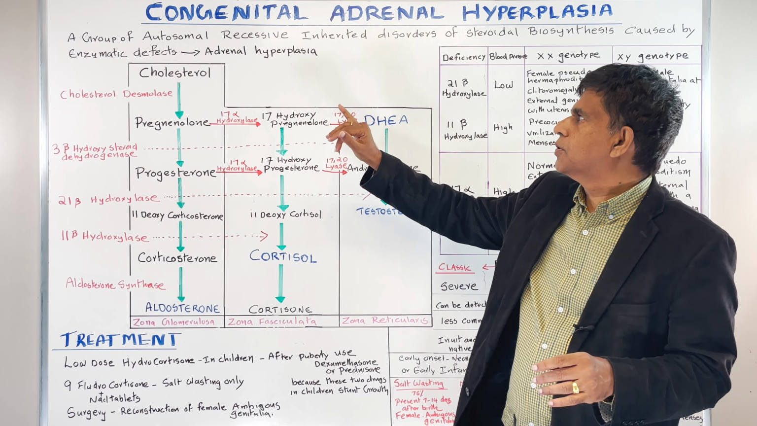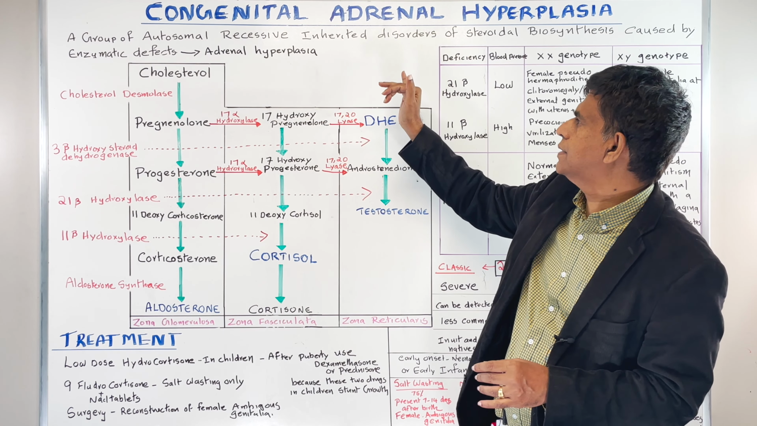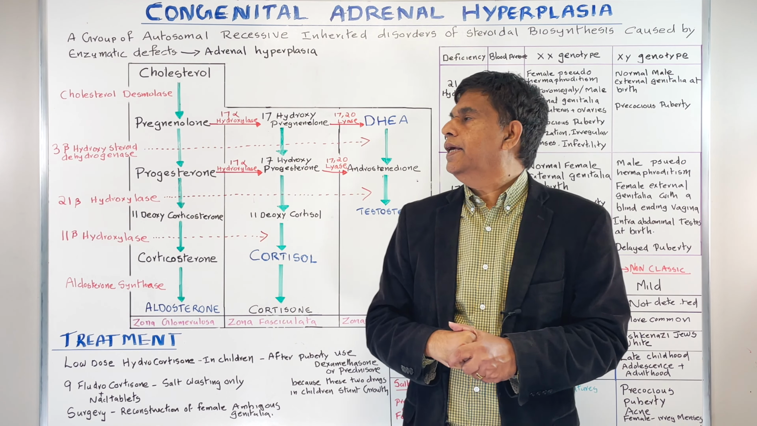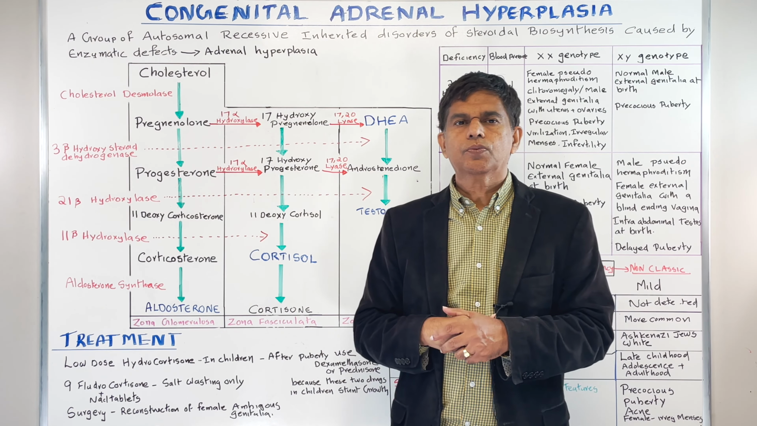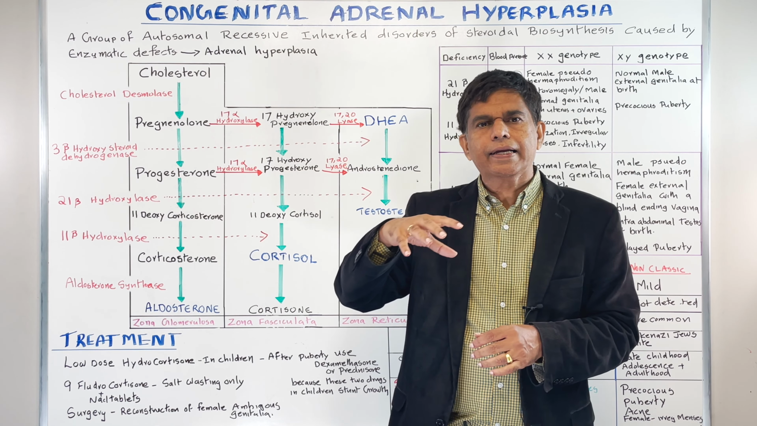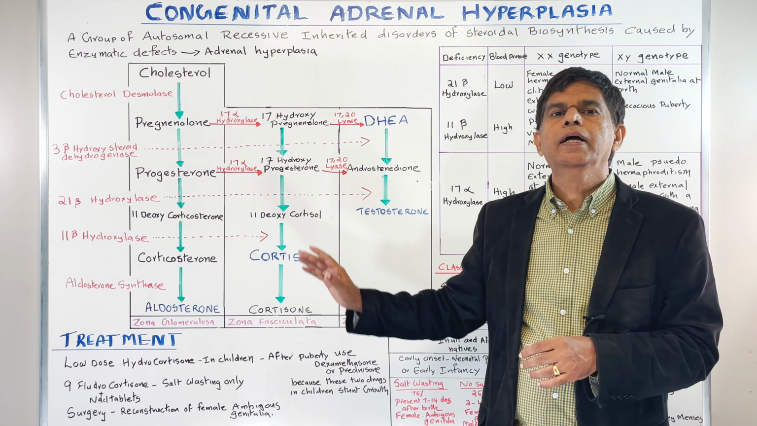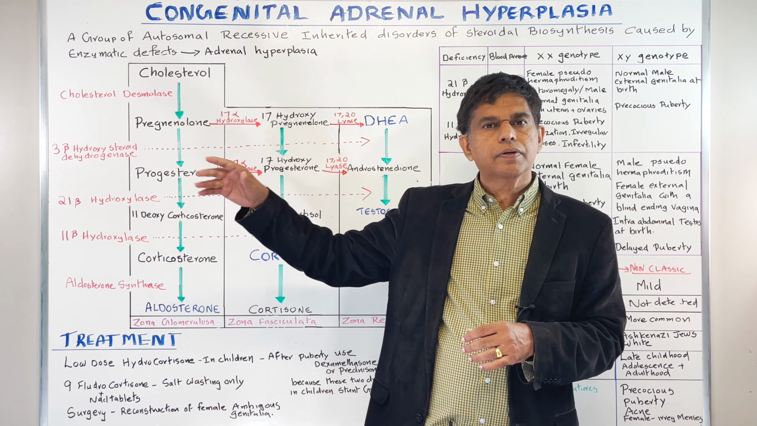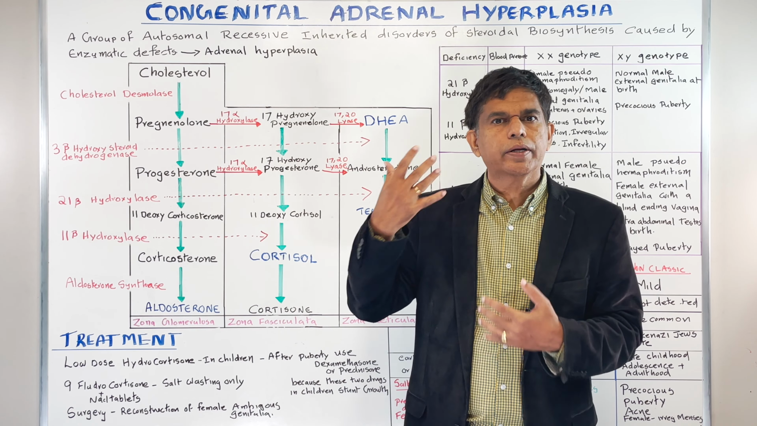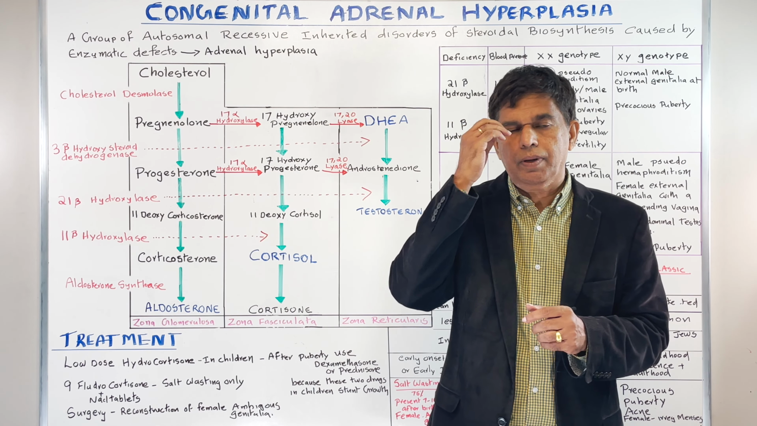Okay, we've got a group of autosomal recessive inherited disorders of steroid biosynthesis caused by enzymatic defect, and you can have adrenal hyperplasia. So what happens is, usually these hormones have a negative feedback going to the hypothalamus, right? Because of the lack of the hormone, the negative feedback is no longer there. So what is it going to do? ACTH starts working more and more, right? That can cause adrenal hyperplasia. That's the main thing we just have to remember, okay?